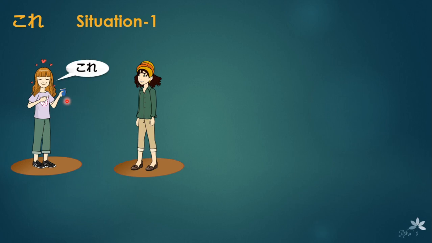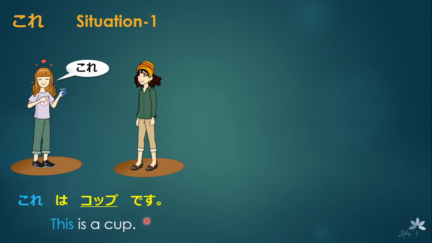So the object that is with the speaker or close to the speaker will be referred to as kore. So here the sentence will be kore wa koppu desu. Kore wa koppu desu, which means this is a cup, from the speaker's point of view.